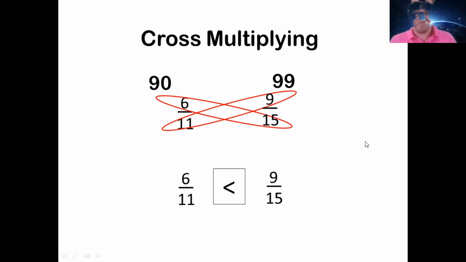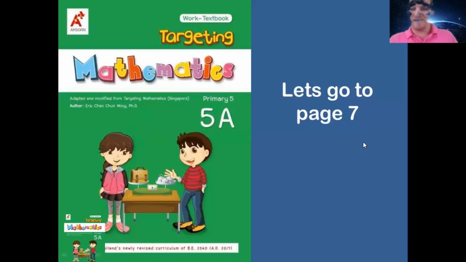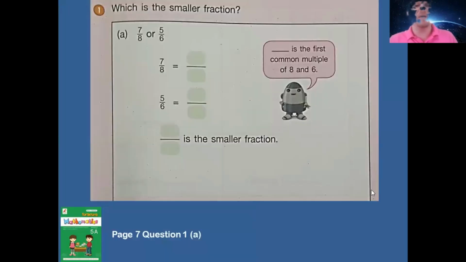Okay, good. Now, let's go to page 7. We'll do a little bit of work together, and then I'll let you work by yourselves. Page 7, question number 1A. You can see the little rocket man with a caption above his head, and it says blank is the first common multiple of 8 and 6. So I think you guys are able to work it out already.